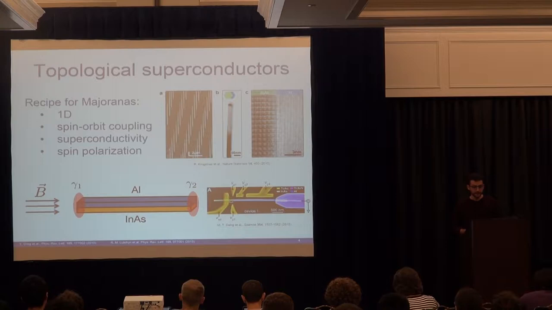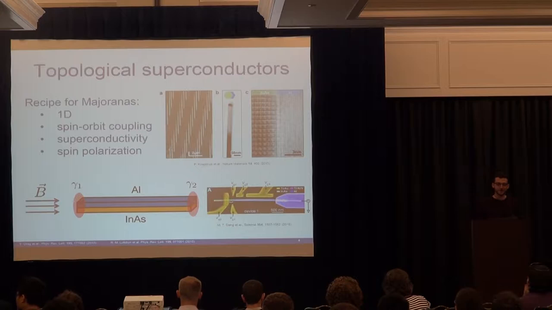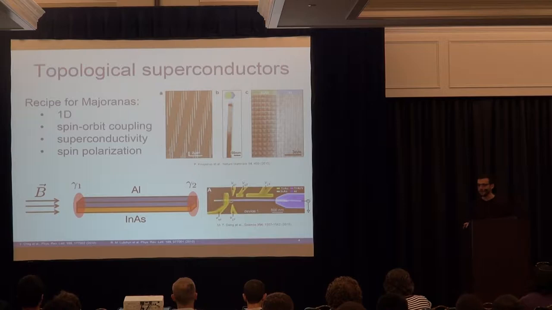So here are some pictures from Charlie Marcus' group in Copenhagen. Here they grow indium arsenide nanowires and they coat them with aluminum. So you get this perfect indium arsenide aluminum interface. Then they scrape off their wires, put them somewhere else, add gates and contacts. And that's when they realize, okay, these wires don't exactly have all the nice properties that you would like to have. So currently they are experimenting with different materials for these wires, trying different methods of growing these wires so that you can really get clean topological superconductors.